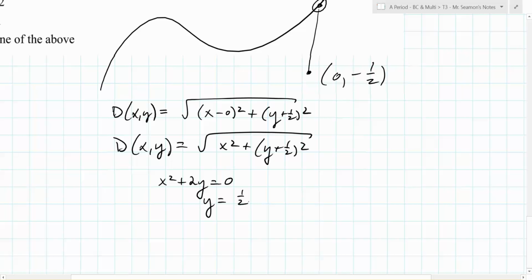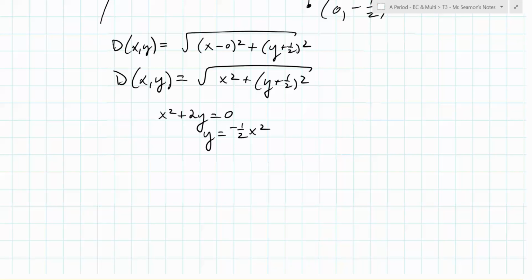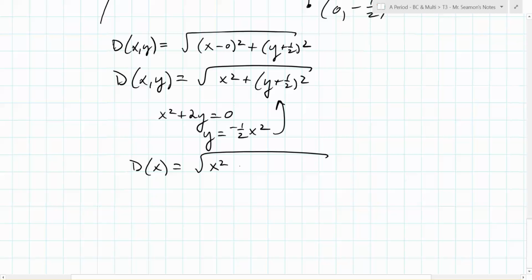Yeah, so -1/2 x squared. So where can I plug that in? For y. So now we have the distance just in terms of x, and that's going to be x squared plus what? -1/2 x squared plus 1/2, squared. How's my algebra? What do I need to do now?